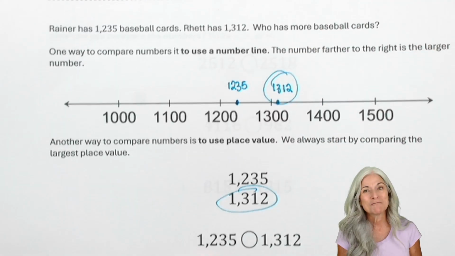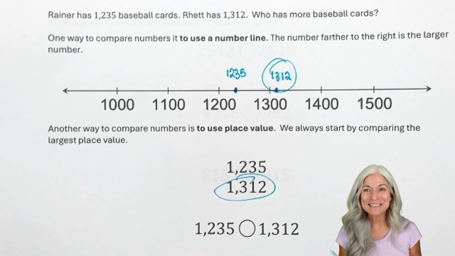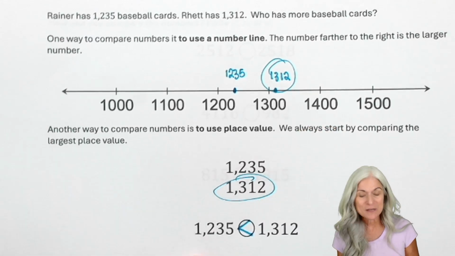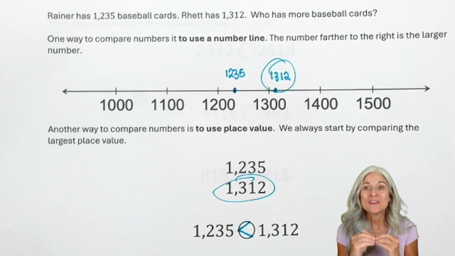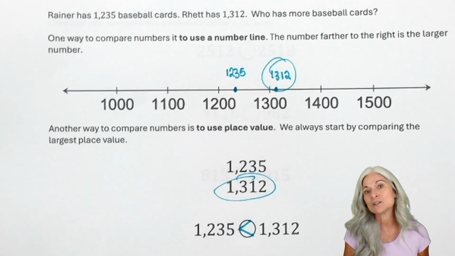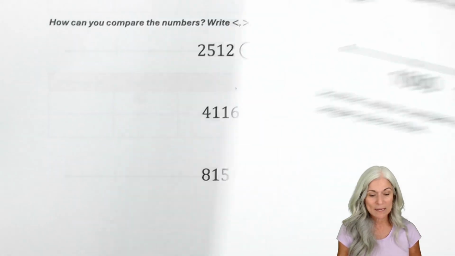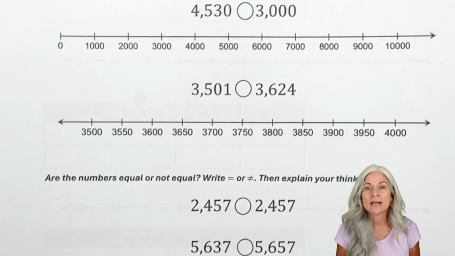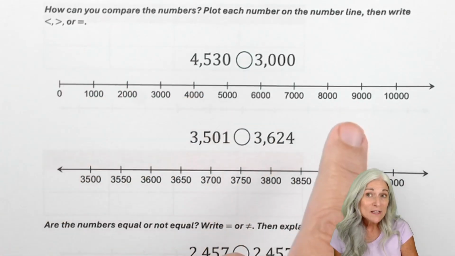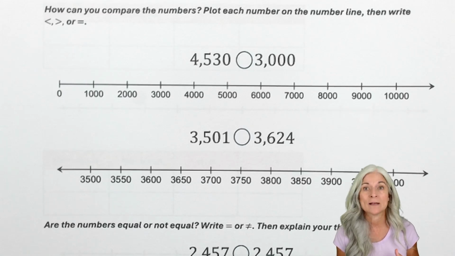1,312. So when we place the inequality symbol, that alligator's mouth opens to the larger one, or the Pac-Man, if your students know Pac-Man. Now practice with them reading it, not just placing it, but reading it. So this reads 1,235 is less than 1,312. All right, so in the classwork that they have today, they'll start out with some where they're given the number line, and they're placing the numbers on the number line and comparing them that way.